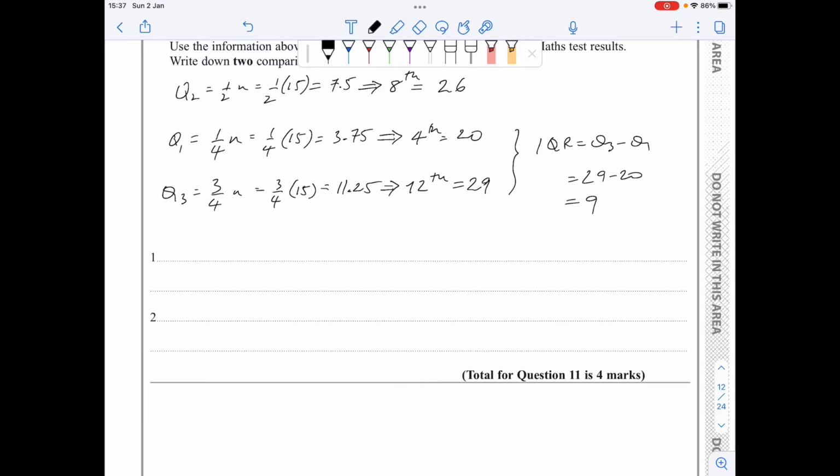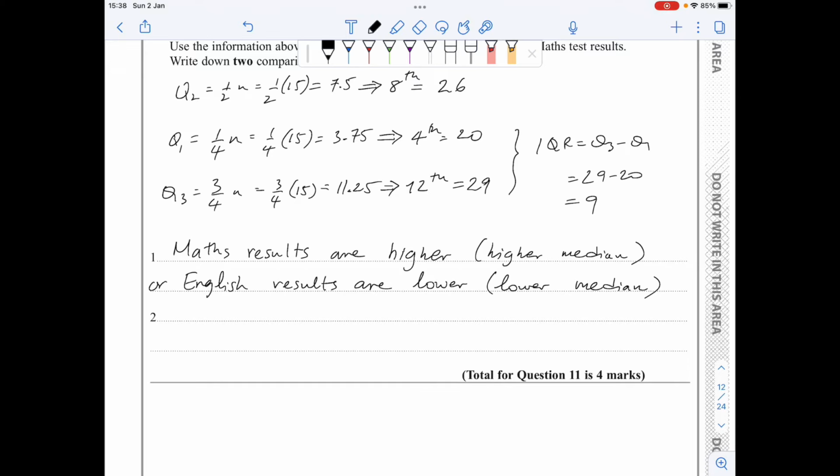Now, for the comparison, one of the comparisons is that maths results are higher because they have a higher median. You could also say the reverse, that English results are lower because there is a lower median. Now for the second comparison, we're going to say that maths results are more consistent because the IQR is smaller. Or we could say the reverse statement, that the English results are more spread out because there's a higher IQR.